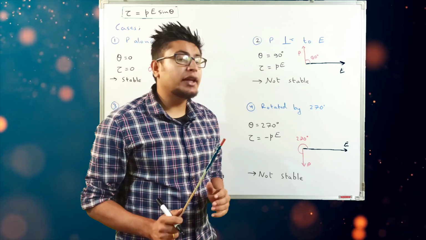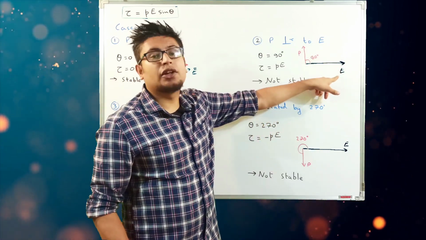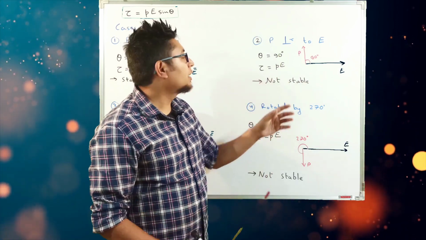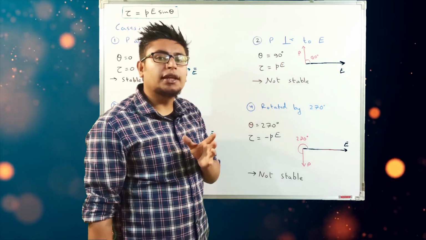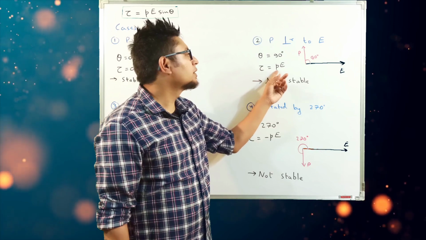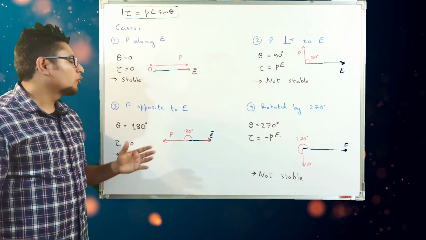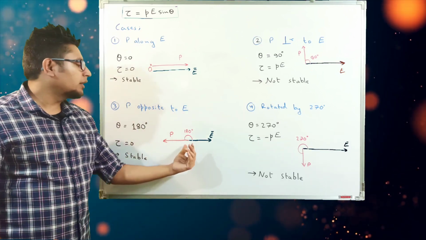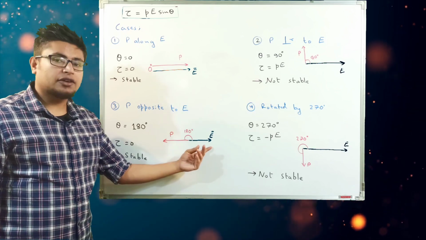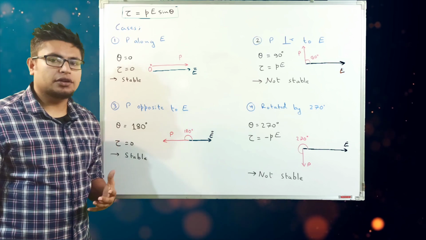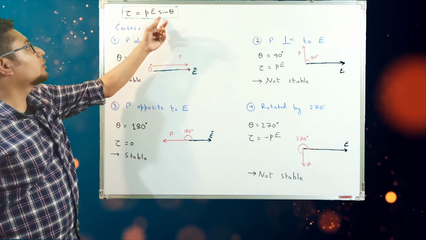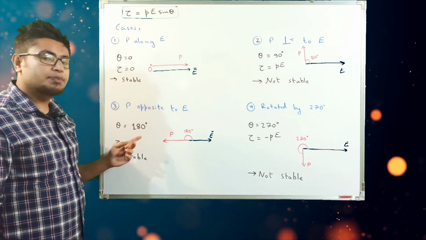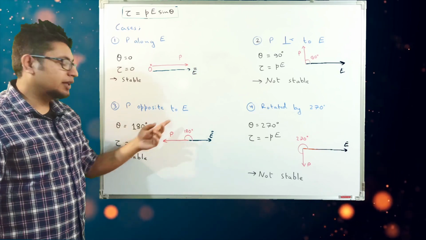The second case is when the angle between the dipole and the electric field is 90 degree, which is in this case. Hence, the angle between them becomes 90 degree. So, sine 90 is 1. Therefore, tau becomes PE. The third case is the one where the dipole is in the opposite direction to the electric field. And when the dipole is in the opposite direction to the electric field, the angle between them becomes 180 degree. Hence, putting this 180 in this equation, sine 180 degree is 0. Therefore, the torque, even in this particular case where P is opposite to E, is 0.